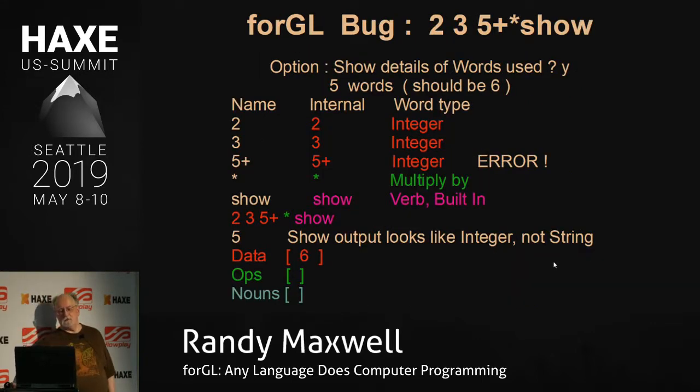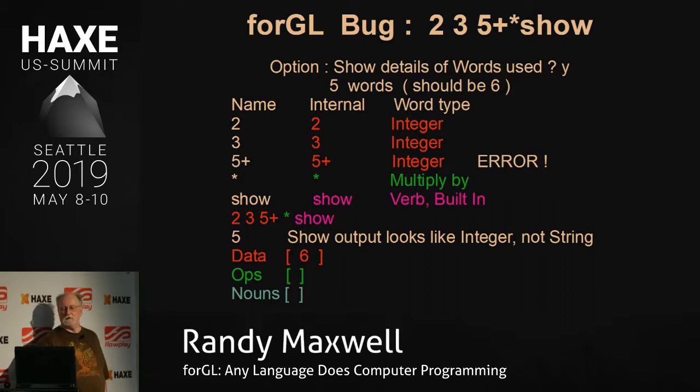So then I actually look into one of the screens that forGL did. When I really wanted to look at this bug and I say, okay, show details of the words used, this is the output that I've abbreviated to fit on the slide. So the big bug is it should be 6 words, but there's only 5. And the other thing is it just gives you more information.